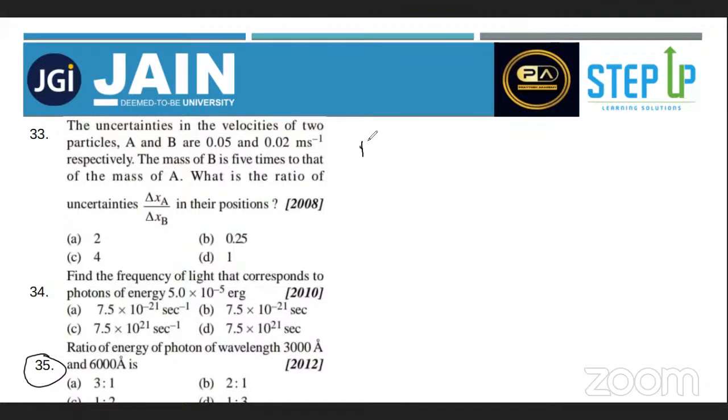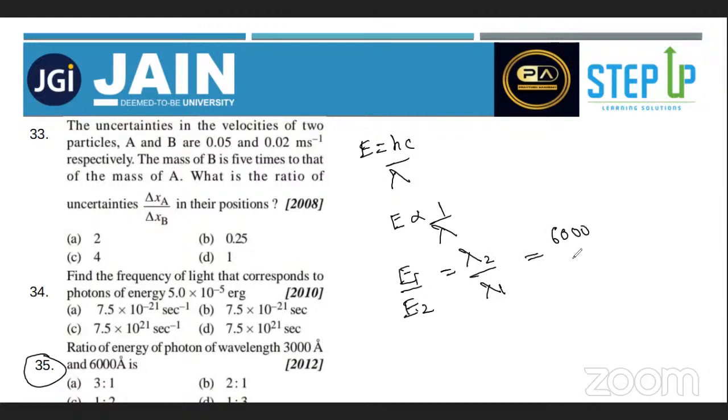If I know the formula, E is equal to hc upon lambda, I can see from this question that E is inversely proportional to wavelength. So I can say that E1 upon E2 is equal to lambda 2 upon lambda 1. Lambda 2 is given as 6,000 and lambda 1 is given as 3,000. So this will be a ratio of 2:1.